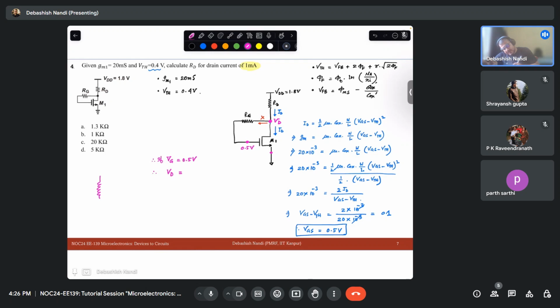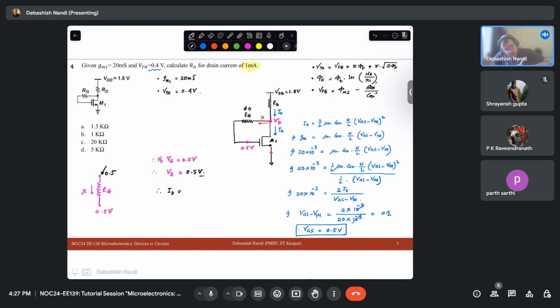There is a resistance RG. One point is connected to 0.5 volt. There is no current flowing. So what should be the voltage at the other point for no current to flow? Because RG is not zero, right? So this has to be 0.5 volt.